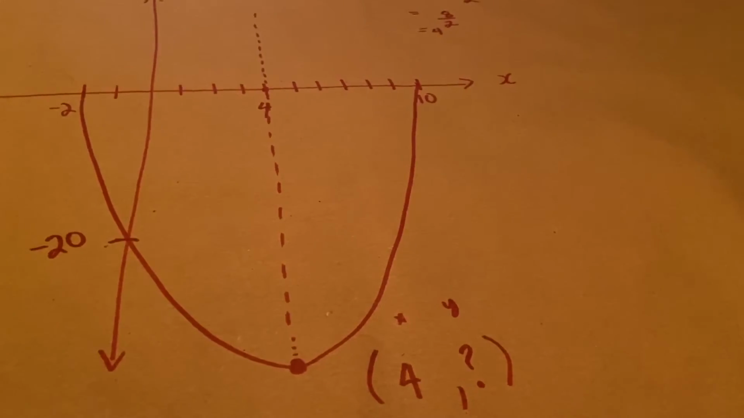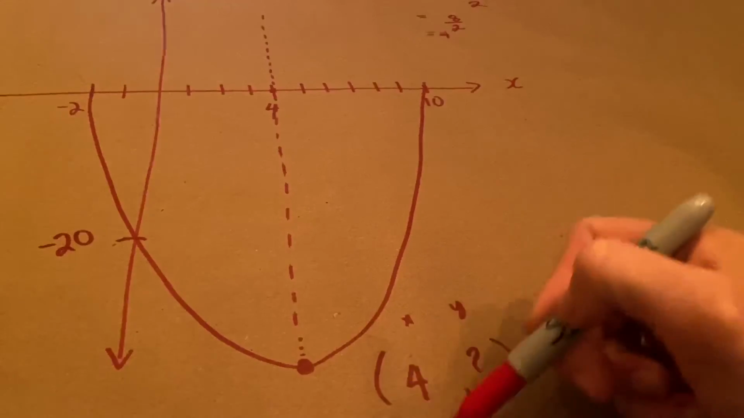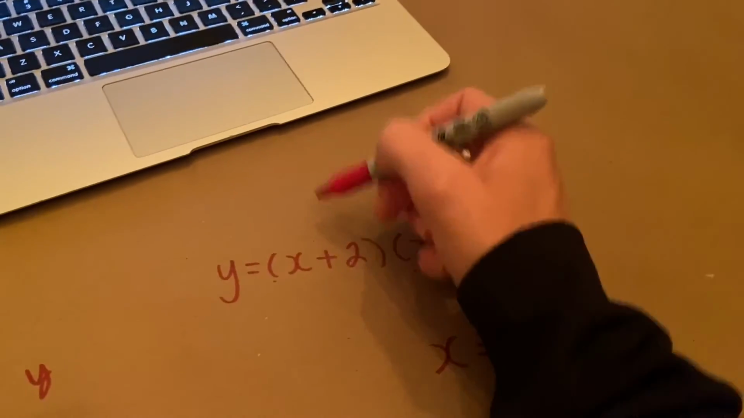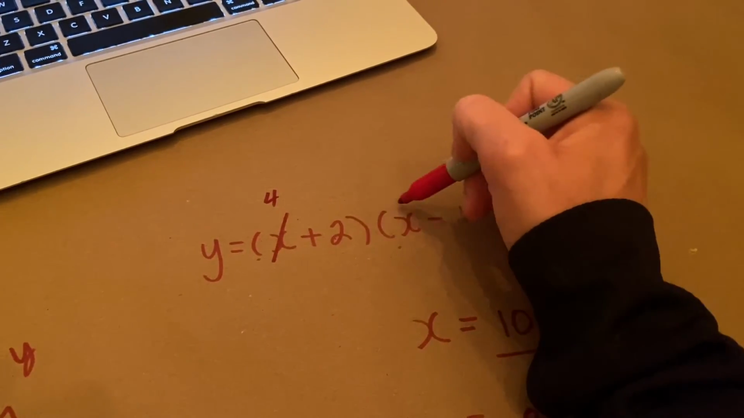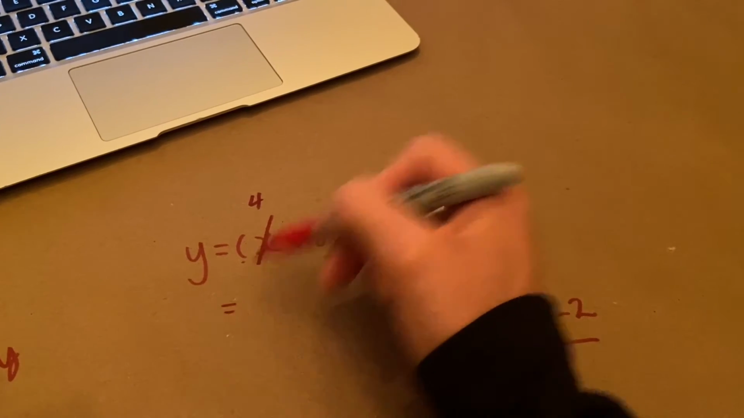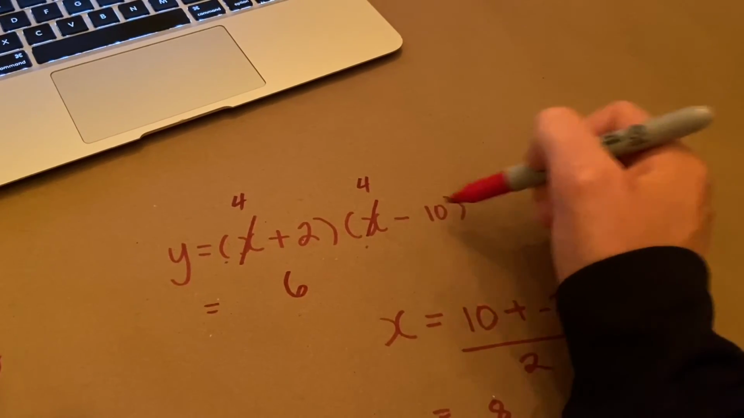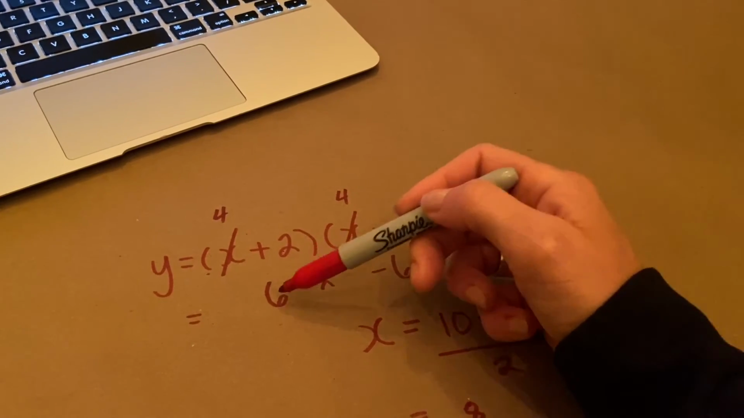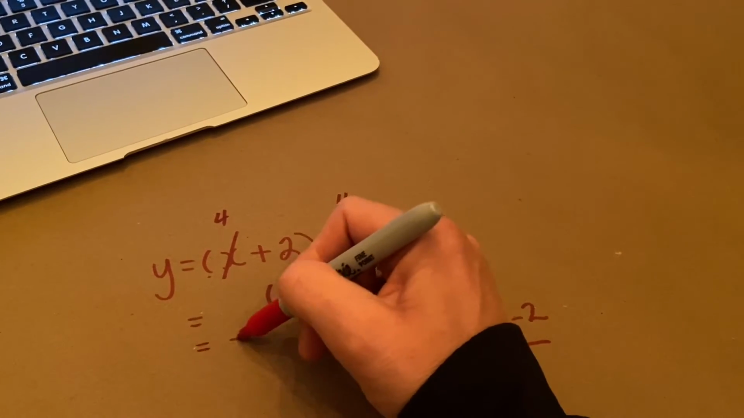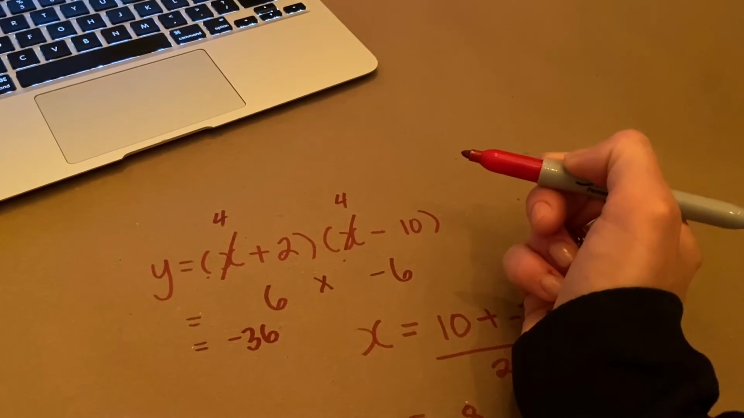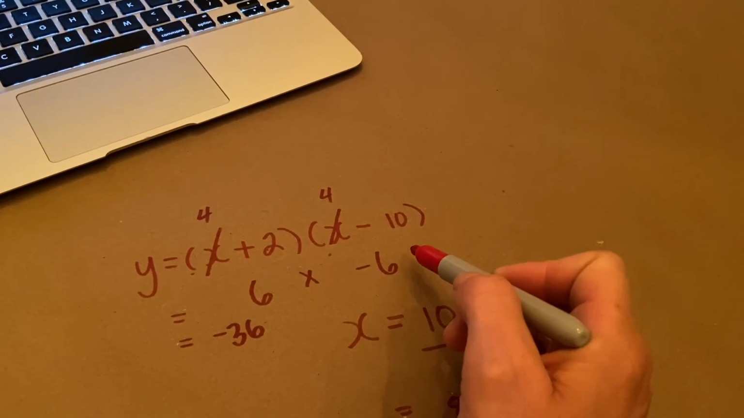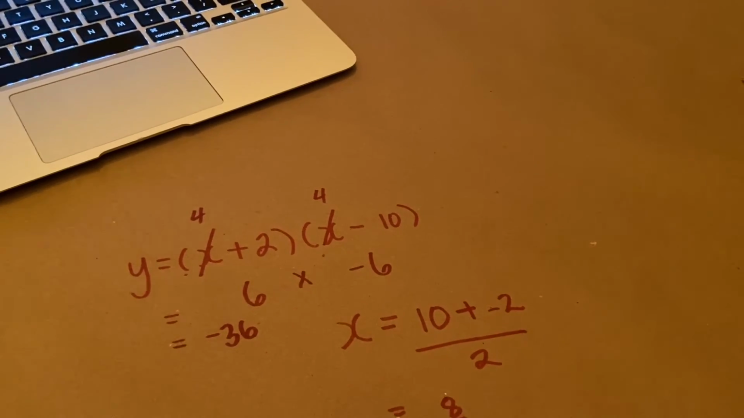So what I would like you to realize is that if you know the x is 4, you can use the equation to find the y. So let's go up to our equation. We know that the x is equal to 4. Okay, what do I have? 4 plus 2, it's 6. 4 minus 10 is minus 6. I have two brackets. They're right next to each other. That means I'm multiplying. And so if I multiply 6 times minus 6, it gives me minus 36. And you will know if you've done this right if the two numbers you have are the same, just one is positive and one is negative.